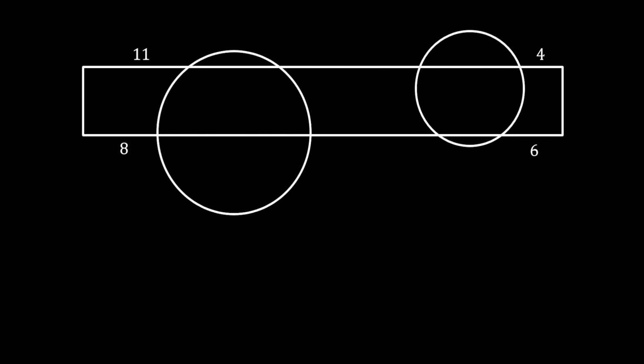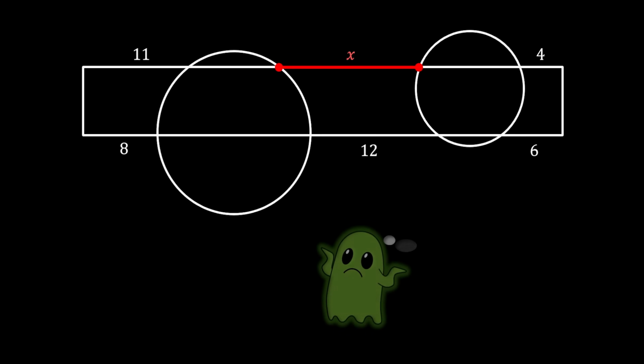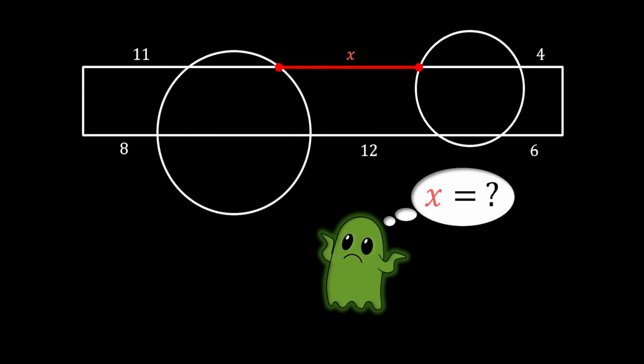Finally, let's say that the middle segment, which represents the length between the intersection of two circles on the bottom, equals 12. The question is, can we somehow calculate the upper mid intersection in between those two circles?